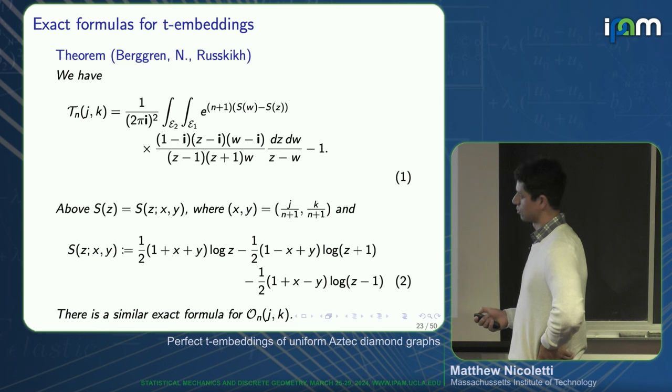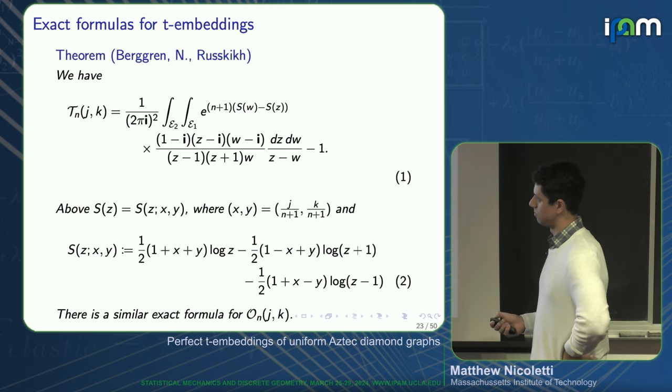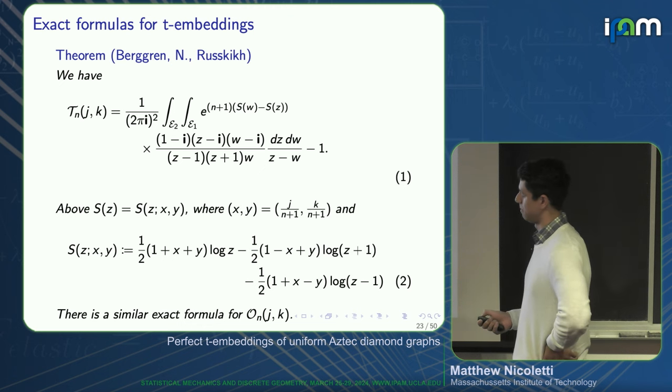So this is a double contour integral formula, and the point of this formula is that it's relatively straightforward to take asymptotics of it. So you can study the asymptotics of the embedding at any point in the domain.